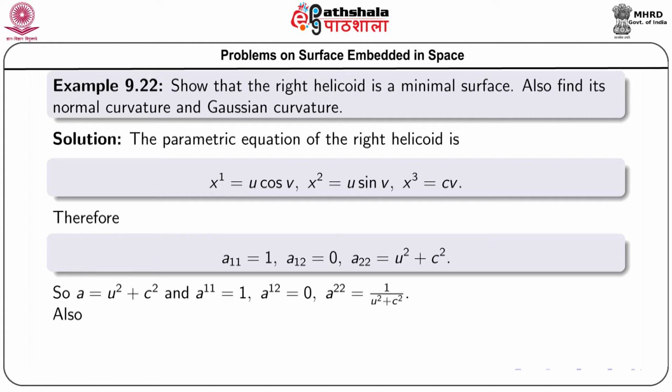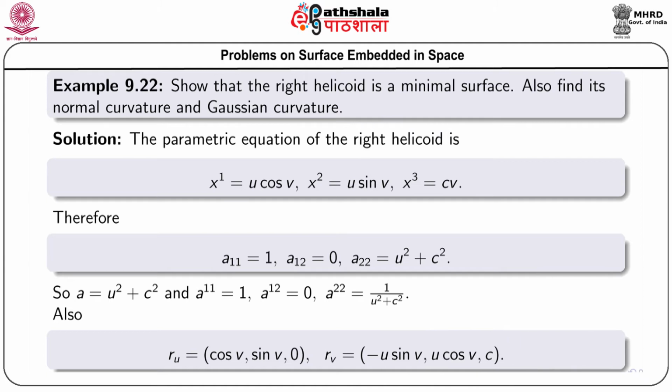And so, A, the determinant of A alpha beta, is equal to u square plus c square. And A upper 11, that means the reciprocal tensor of A11, is 1, the reciprocal tensor of A12, that is upper A12, equals 0, and the reciprocal tensor of A22, that is A upper 22, equals 1 by u square plus c square.